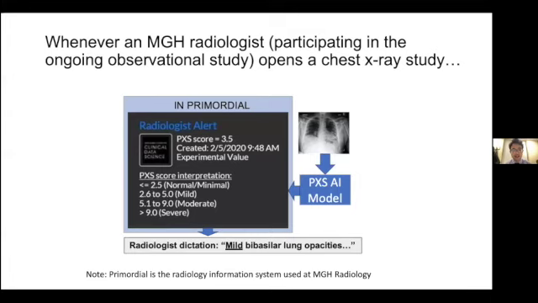And the idea was that the radiologist could use that information to help provide a categorical severity score based on that, which could go into the report and then help inform risk stratification.